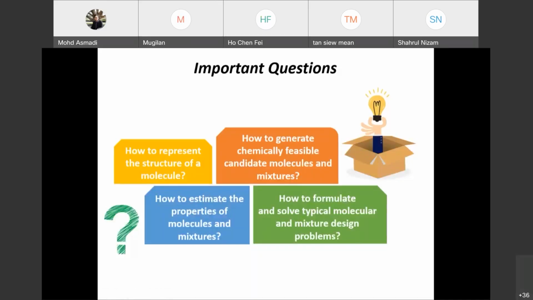Sorry. Okay, so all this is important questions. Four important questions for a good understanding of how to relate to molecular and mixture design. Actually, there are many ways to design molecular and mixture products.